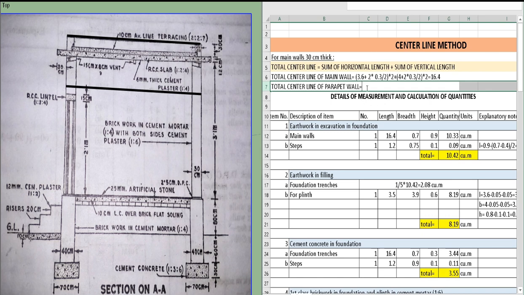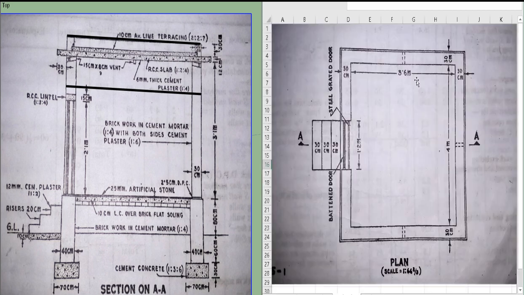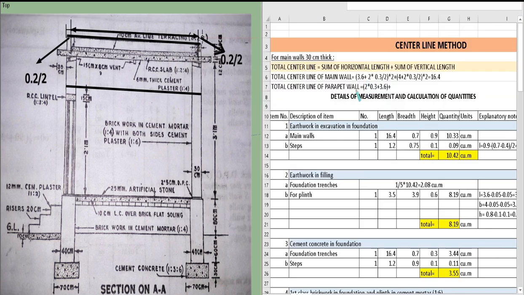So firstly I will calculate the outer to outer length of this parapet wall. These two walls are of 30 centimeter, that means 2 times 0.3, and then I will add this inner length, that means 3.6 meter. So we get this outer to outer length from this point to this point, but actually we require the center to center line, that means this point to this point.